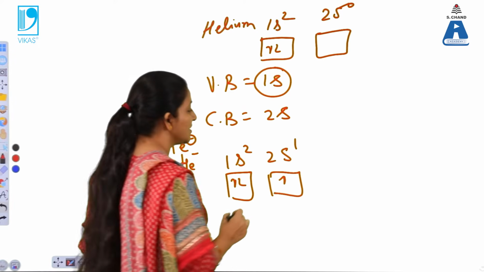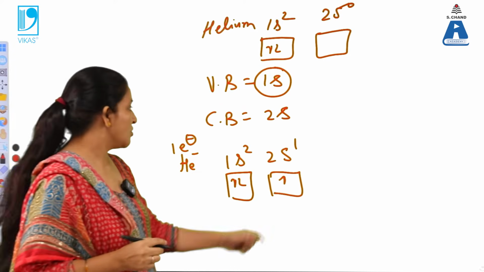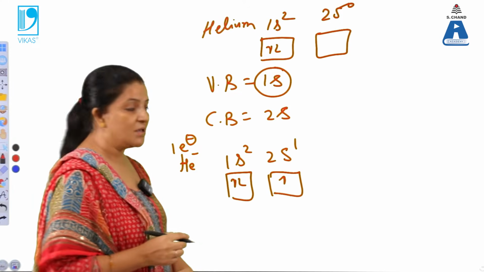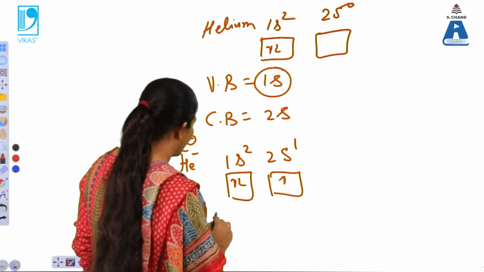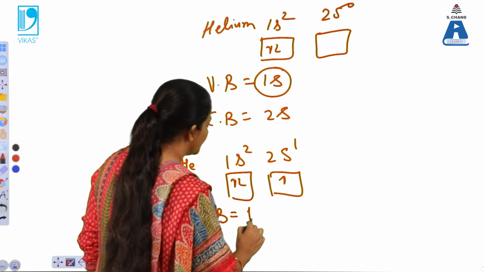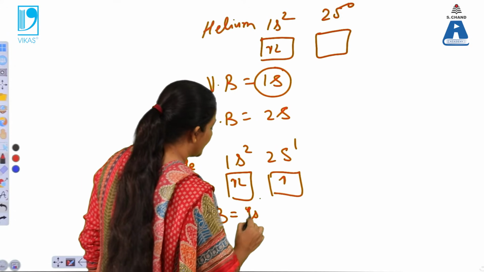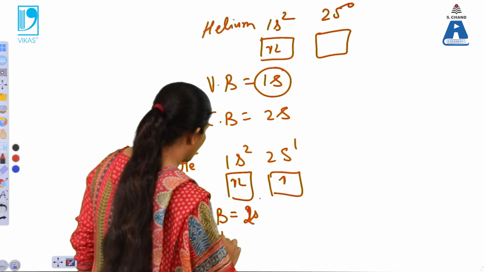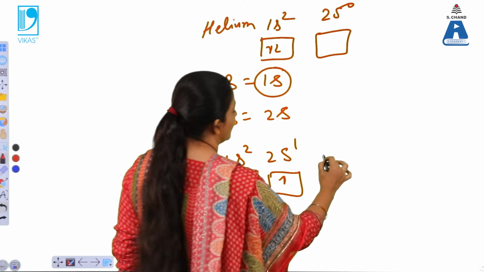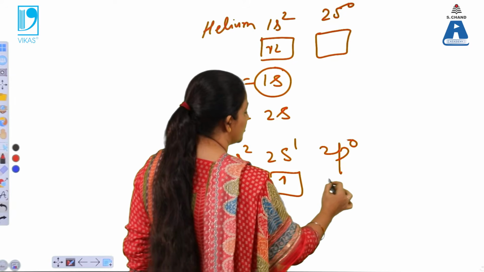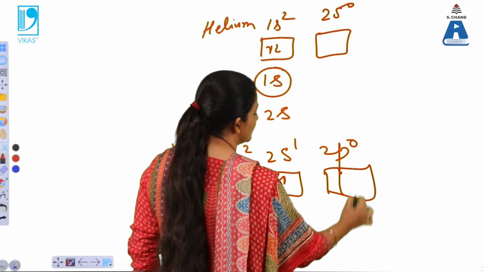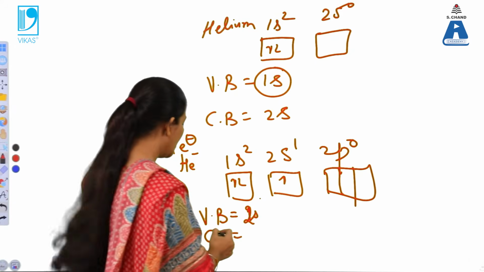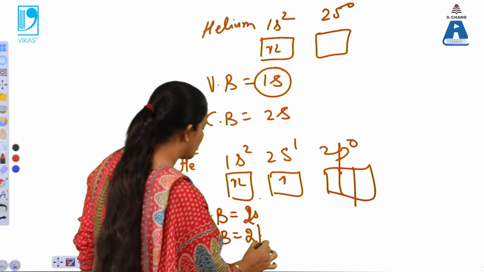Now what is the highest filled band in this case? That will be 2s. So that means the valence band will be shifted, and it will now become 2s. And what will be the conduction band? Now the lowest occupied level will be 2p now. There will be 2p0, so that means 2p0 is there. So the conduction band will be 2p.